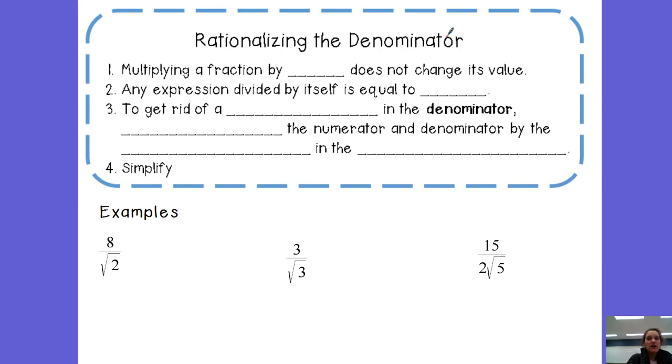The first concept to help us rationalize the denominator is that we can multiply anything by 1. Multiplying a fraction by 1 does not change its value. For example, 1/2 times 1 is still 1/2. 1,000,000 times 1 is still 1,000,000. You can multiply anything times 1 and it doesn't change its value. So keep that concept in mind.